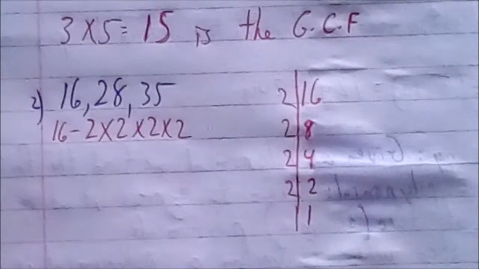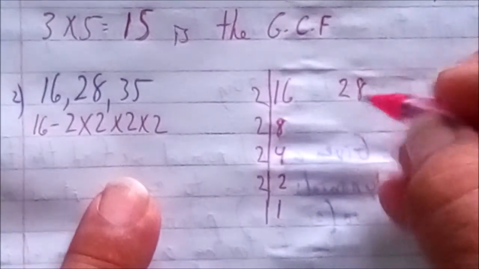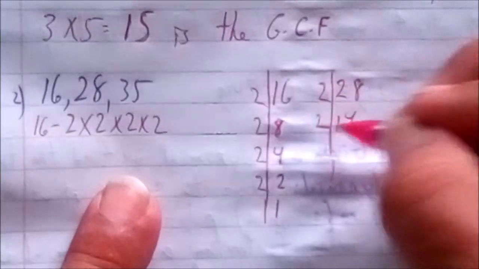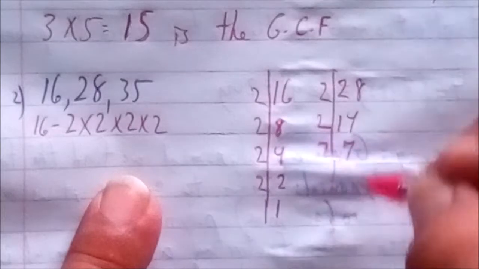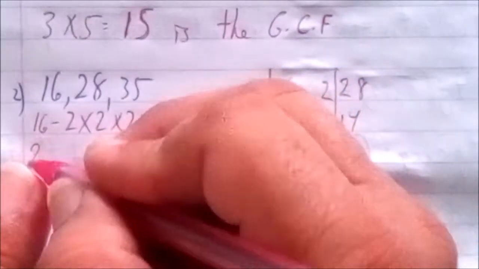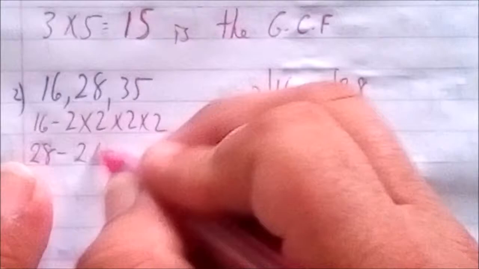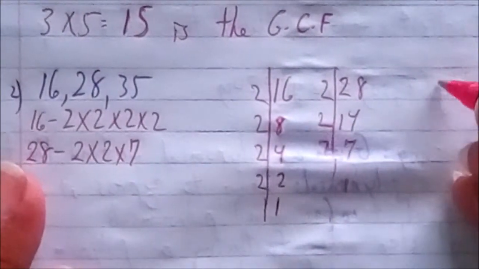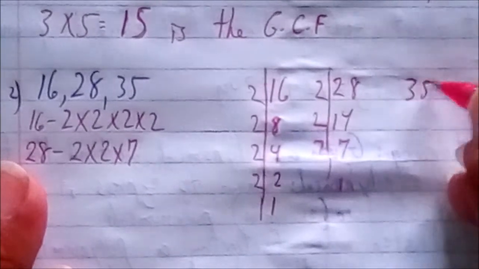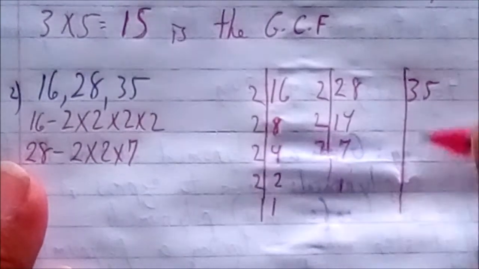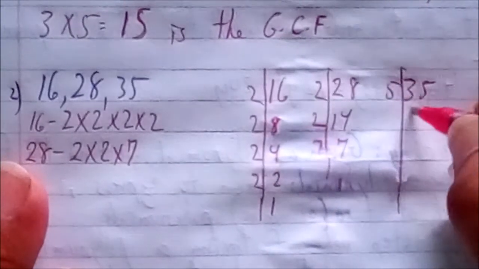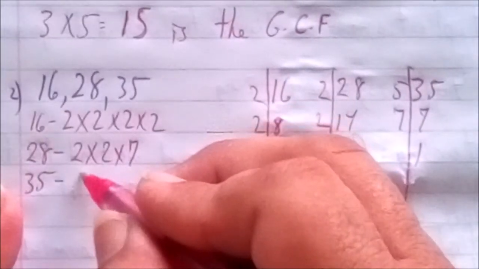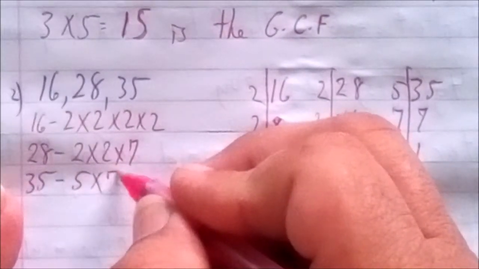Okay? And then we have 28. Divide 28 by 2s. You get here 14, 2, 7, and then 7 here, 1. So therefore 28 is actually 2 times 2 times 7. Okay? Then we go to 35. 2 cannot go into 35, now 3 cannot go into 35. We try 5 now, that gives us 7, and then 7 here gives us 1. So therefore 35 has the prime factors of 5 times 7.